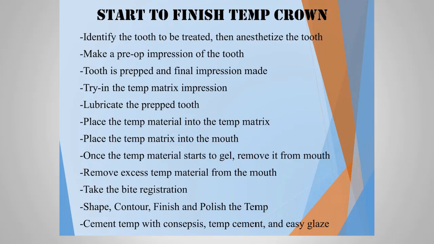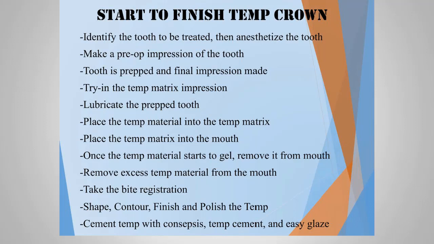So from start to finish, first, when we're doing these crown and bridge procedures, we want to identify the tooth that we're going to be treating and then numb the patient up, or numb the tooth up. The next thing I want to do, while I'm waiting for that patient to get numb, is make the pre-op impression of that tooth. Then the tooth is prepped and the final impression is made.